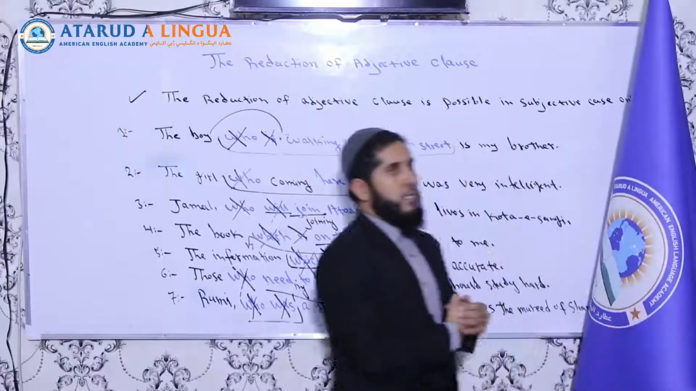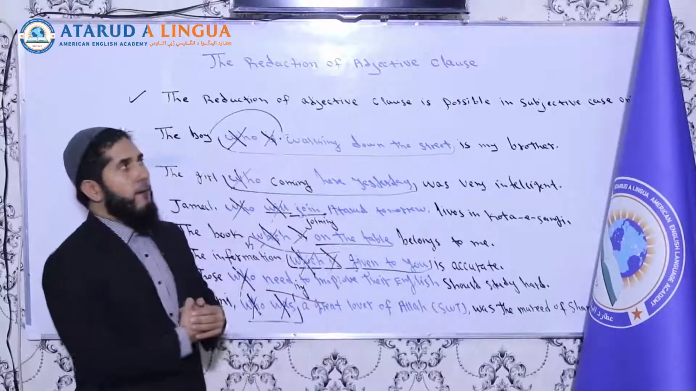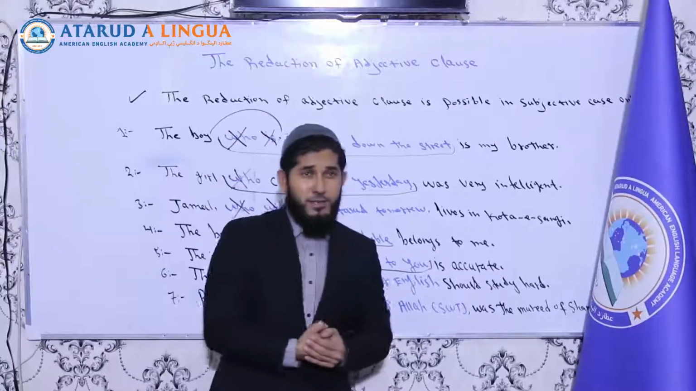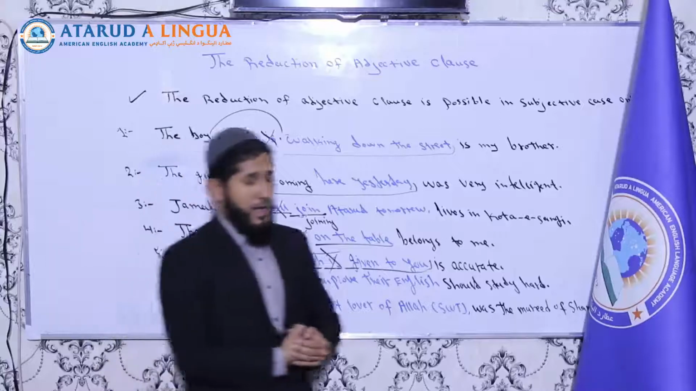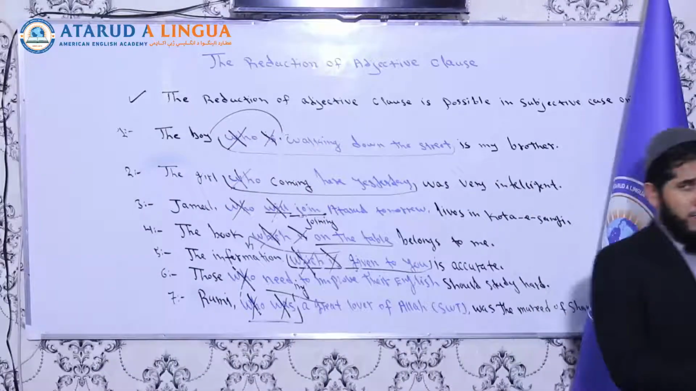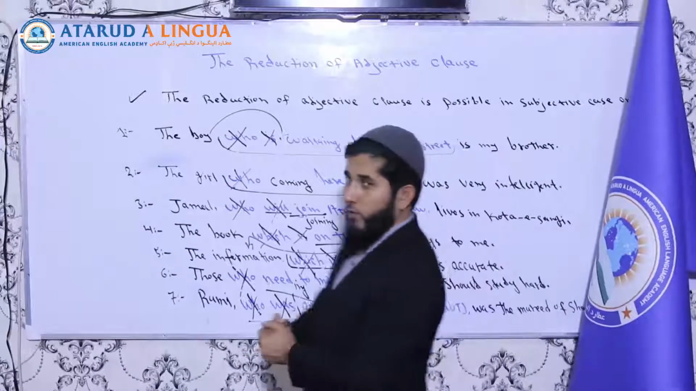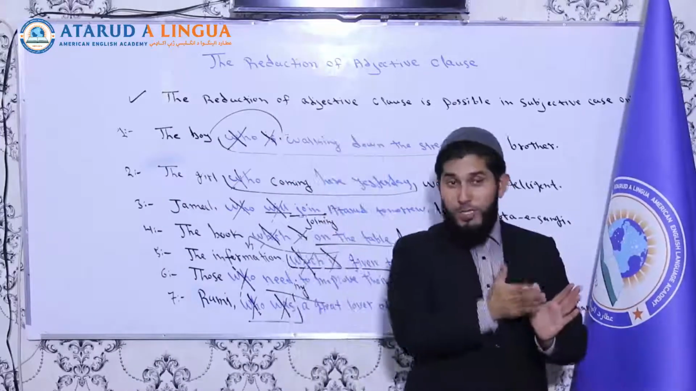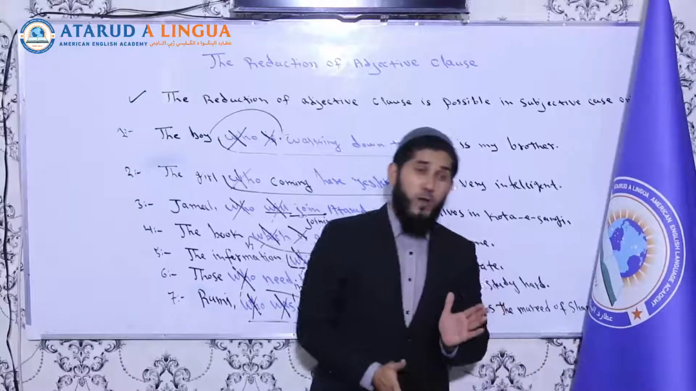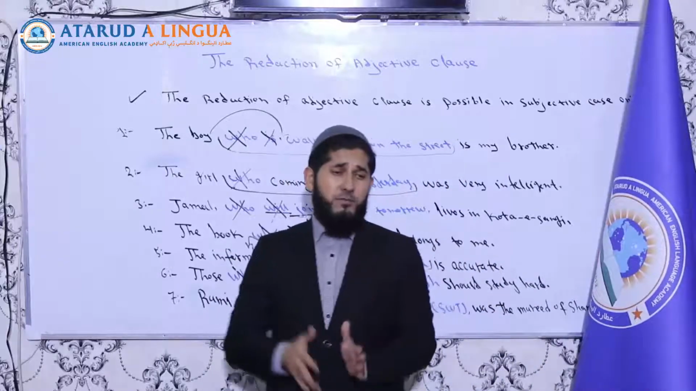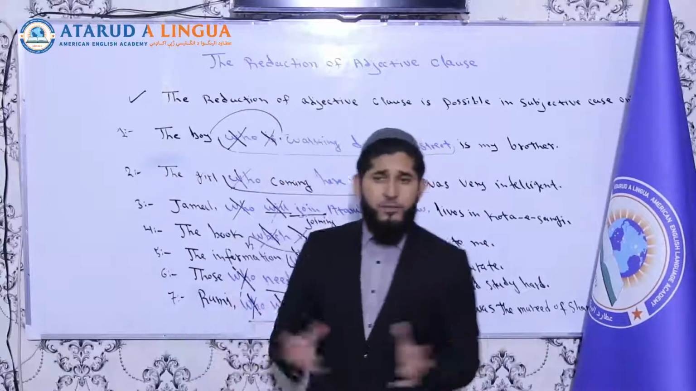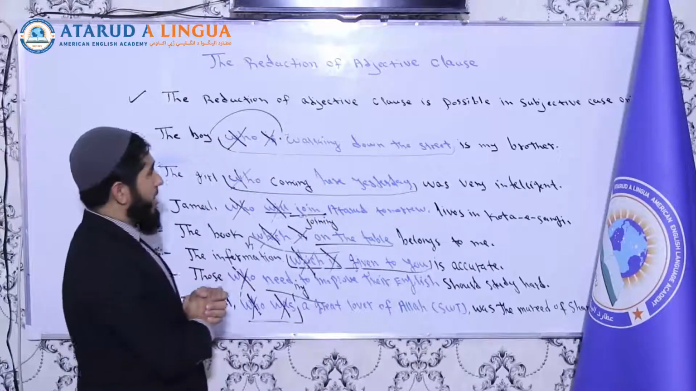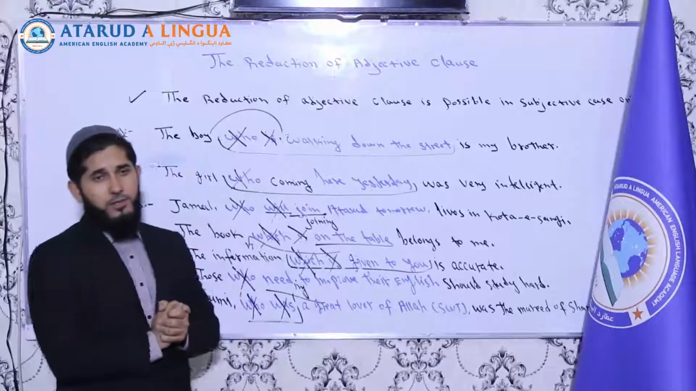Who is the President of the United States of America? Yeah, he has been infected with COVID-19. Donald Trump, remove who and remove the to be verb. Donald Trump, the President of the United States of America, has been infected with COVID-19. Okay? Any questions? No questions?